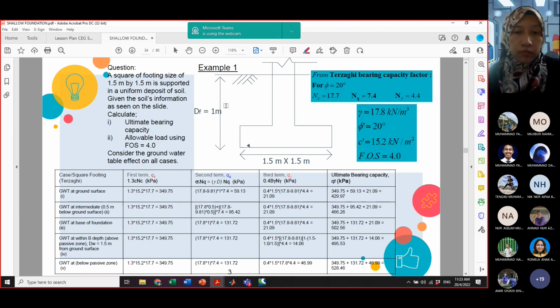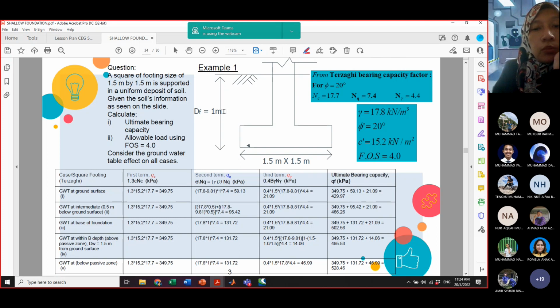So for the first one, 17.8 darab dengan 0.5 ini merujuk kepada overburden pressure yang tak ada efek air. Campur dengan efektif overburden pressure iaitu 17.8 tolak dengan 9.81 darab dengan 0.5. Kenapa kita tak ambil 1? Kenapa kita ambil 0.5? Sebab tadi as I said, the water table started 0.5 below ground surface.